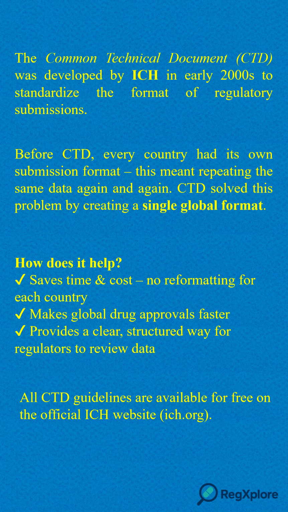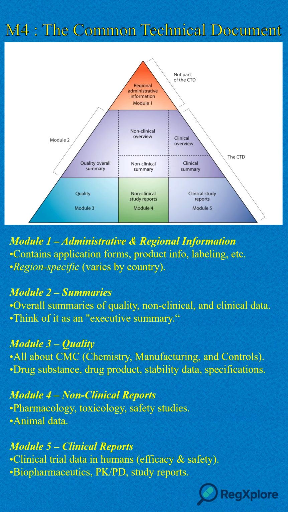So, how does this help? It saves time and cost since there's no need to reformat for each country. It makes global drug approvals much faster, and it provides regulators with a clear and structured way to review data. You can find CTD in detail in M4 of ICH.